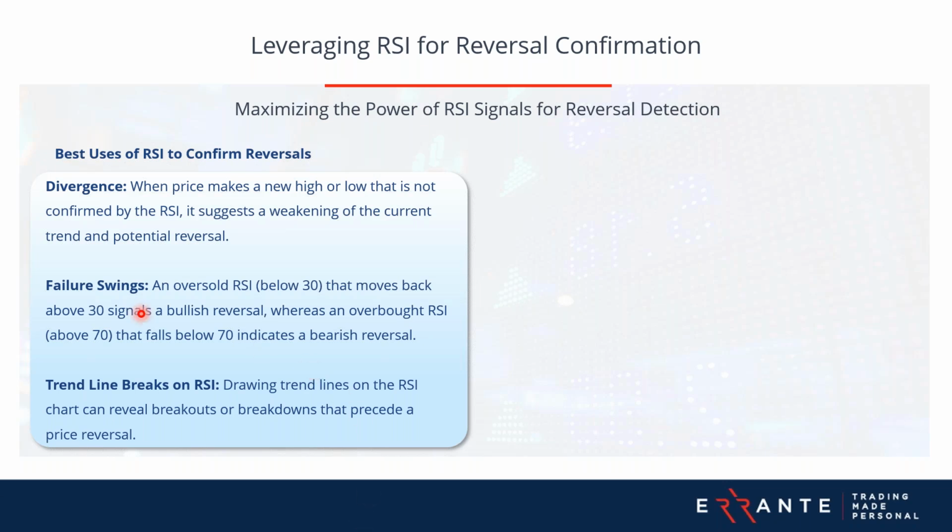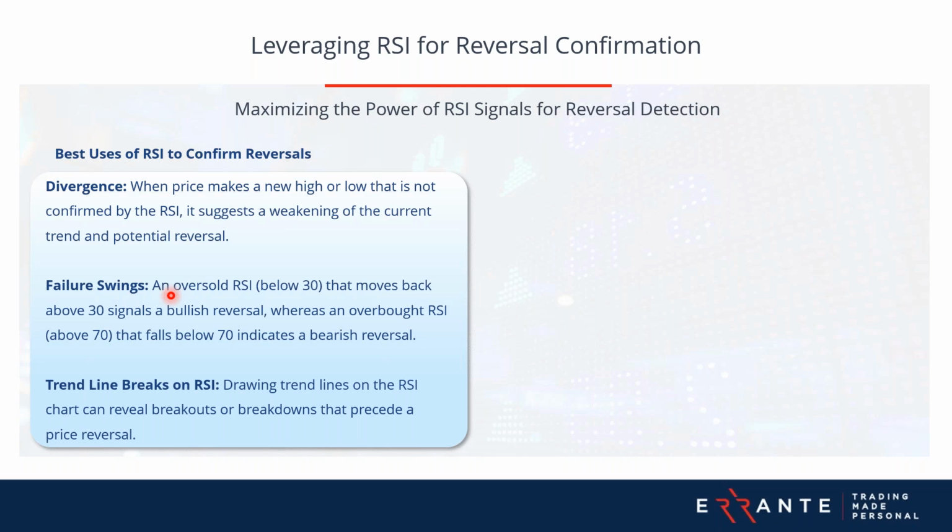The next one is failure swing. Failure swings provide a clear, actionable signal. In a scenario where the RSI crosses back above 30 after being oversold, it suggests a bullish reversal. Conversely, an RSI falling back below 70 indicates a bearish reversal. These signals are particularly robust, offering traders a high confidence entry or exit point.